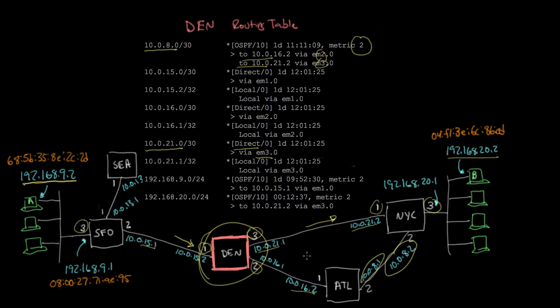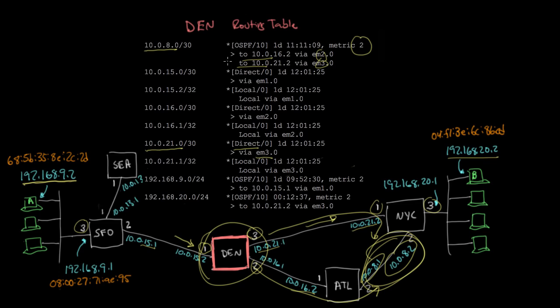So what it's saying is that to get over here to this network right here, we can either go this way or we can go this way. And either way, it's 2 hops. Either we're going through New York or we're going through Atlanta. Either way, it's the same distance. And so I think it's just interesting to see that there are 2 ways to get there.